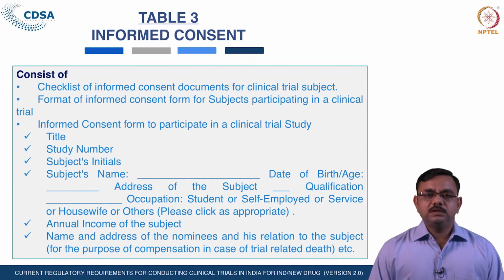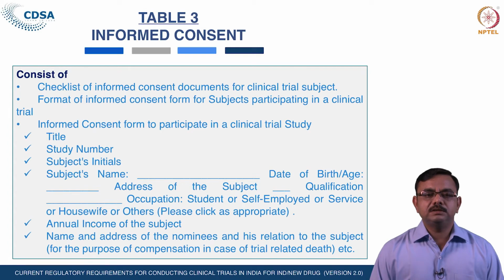Now, let us move toward table number 3, which is a very important document: the informed consent document. It is in two forms, the informed consent form and the informed consent patient information sheet. In table number 3, it has been divided into two parts. The first is the checklist of the informed consent document for clinical trial subjects. Herein some essential elements are given, and I would just read these essential elements.